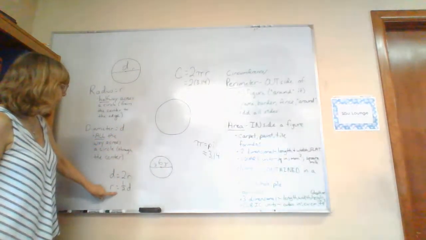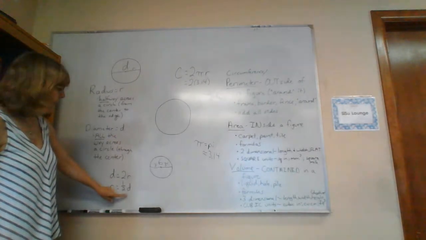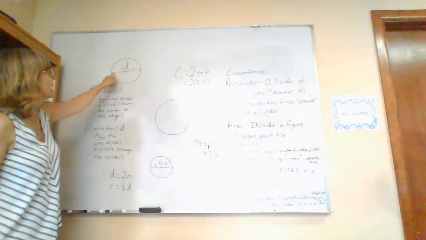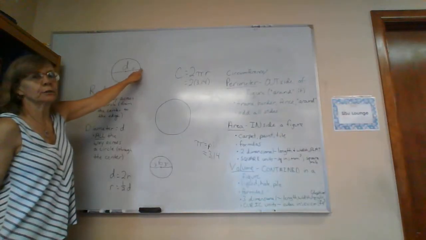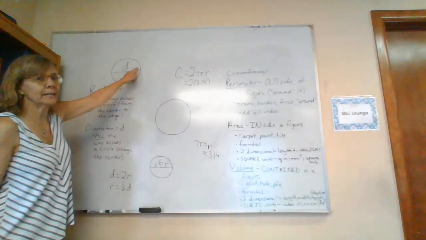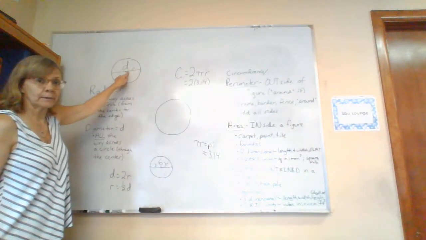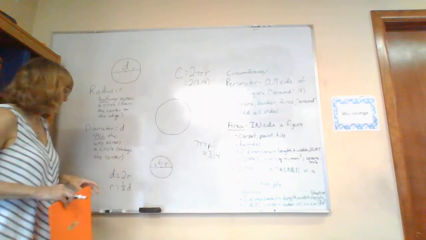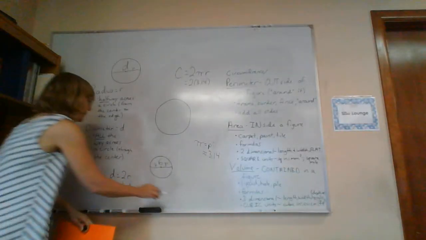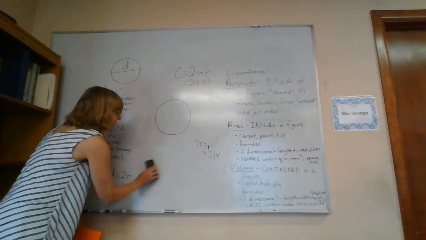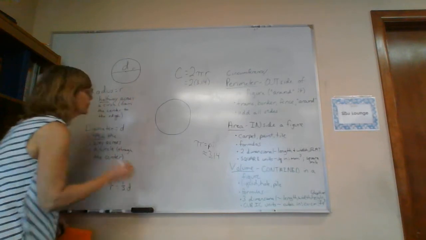The radius, therefore, is half the diameter. If I told you that the diameter of this circle is 8, and I said, what's the radius? It'd be 4, because it would be half that. So let's leave that here for a second. Let me give you a few questions to ask you.